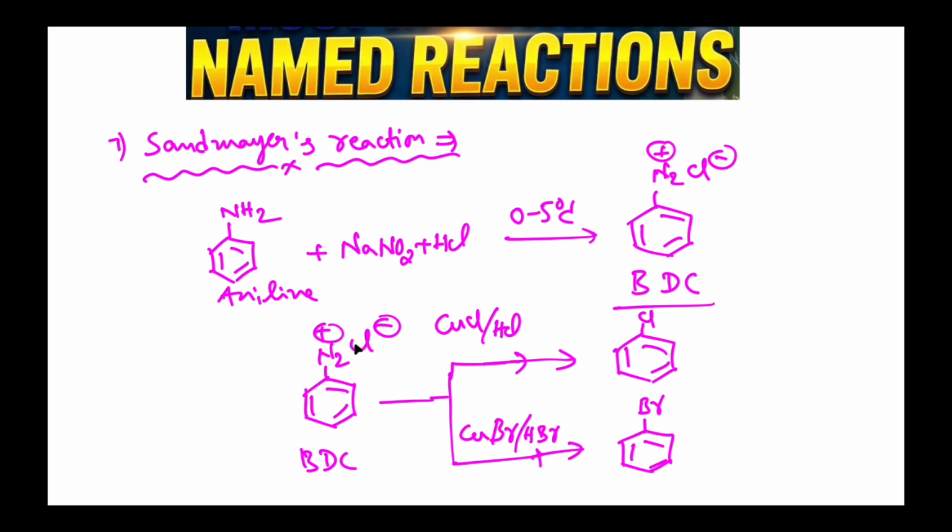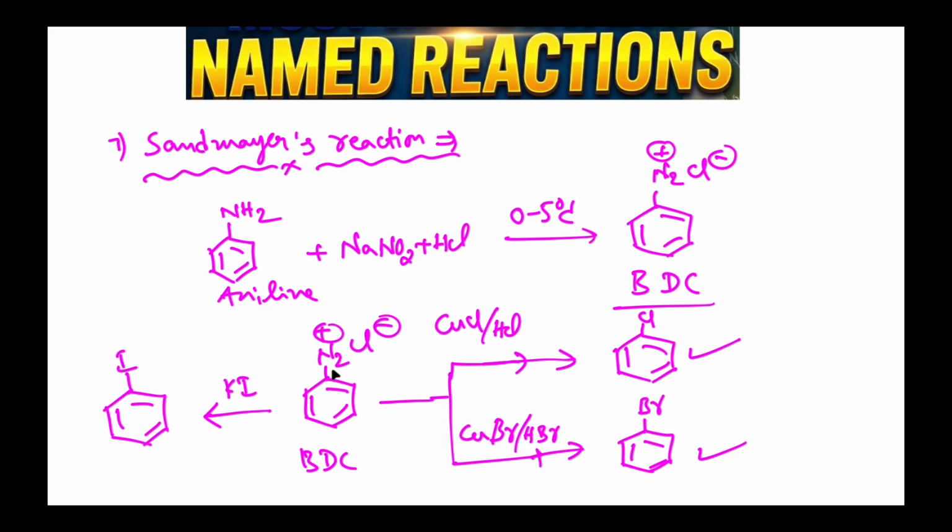Benzene diazonium chloride reacts with CuCl/HCl or CuBr/HBr. In CuCl, the chloride ion replaces the nitrogen molecule. In CuBr, the bromide ion replaces the nitrogen molecule. We can get chlorobenzene and bromobenzene. If you want to get iodobenzene from benzene diazonium chloride, it is simply treated with potassium iodide without any copper catalyst. Just it will become iodobenzene.